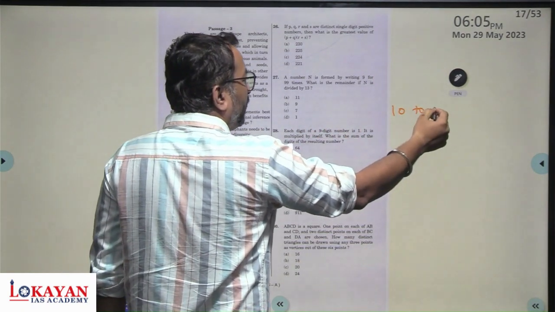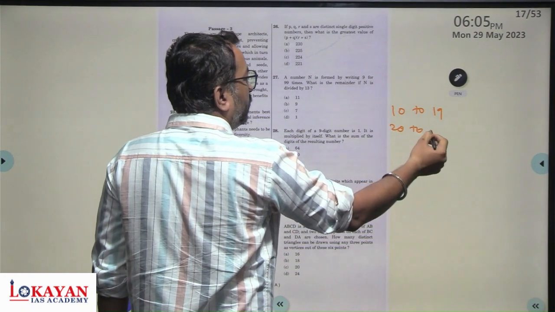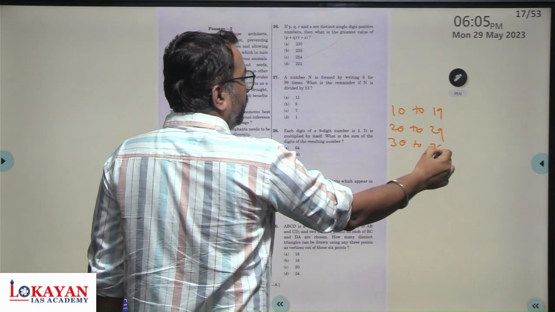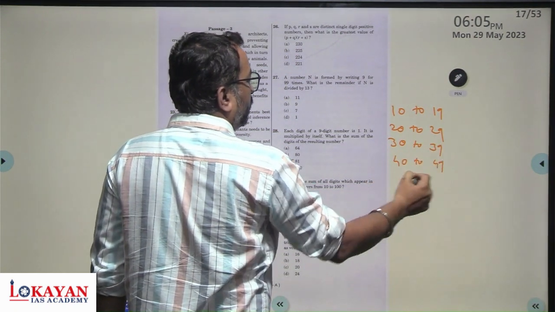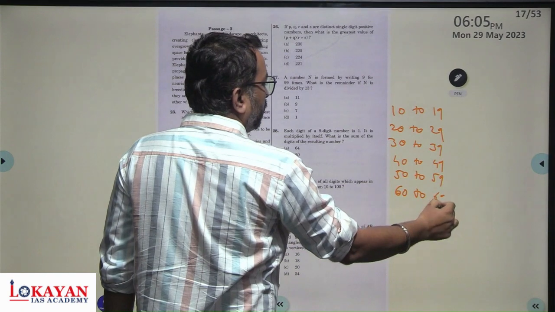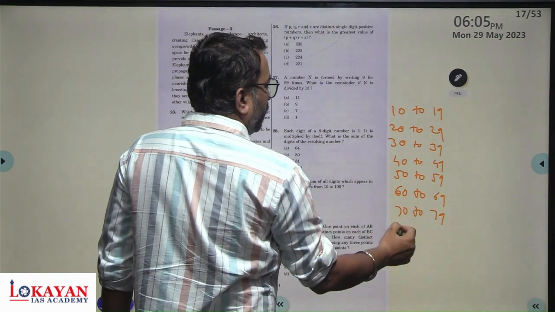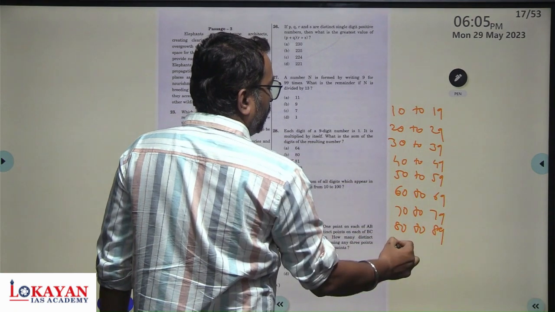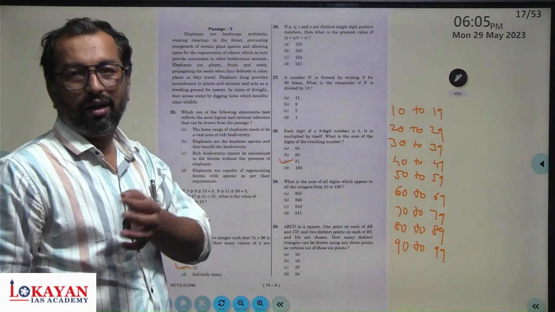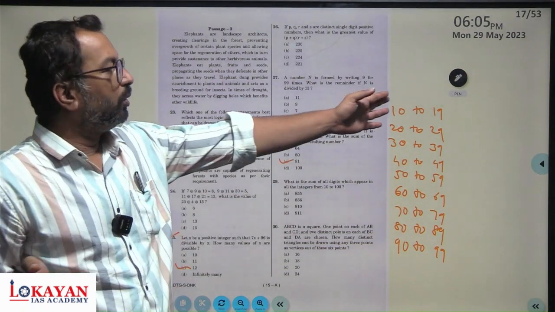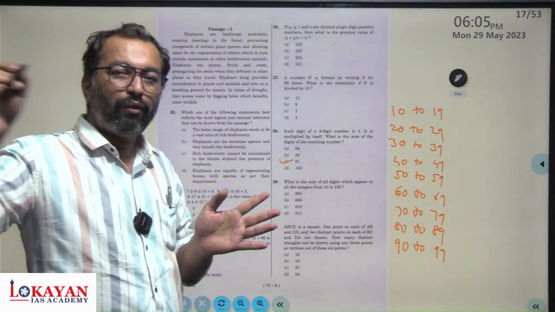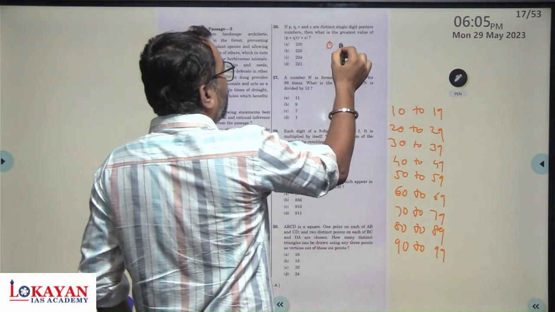If I bifurcate it into 10 to 19, 20 to 29, 30 to 39, 40 to 49, 50 to 59, 60 to 69, 70 to 79, 80 to 89, 90 to 99. Why did I do this? Because we have to sum the digits, so the unit place and the tenth place. In 10 to 19, what will be the unit place? 0, 1, 2, 3, 4, 5, 6, 7, 8, 9.